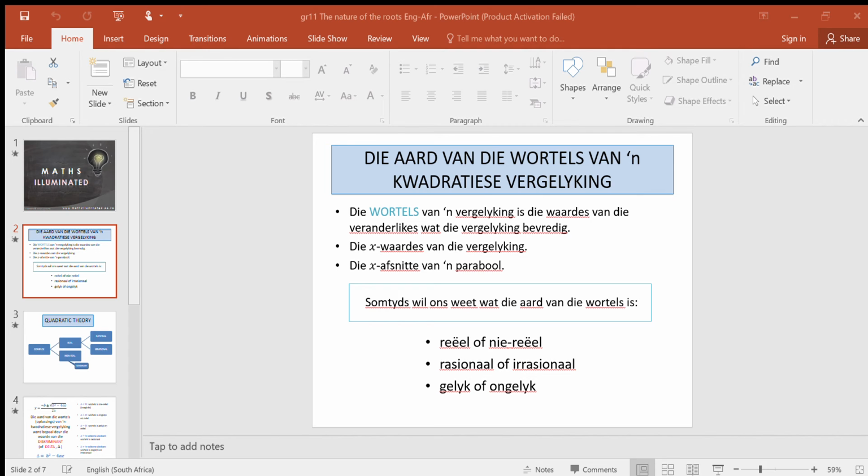Met ander woorde, delta is groter as 0. Met ander woorde positief, nee? Then it means that I will have two unequal real roots.